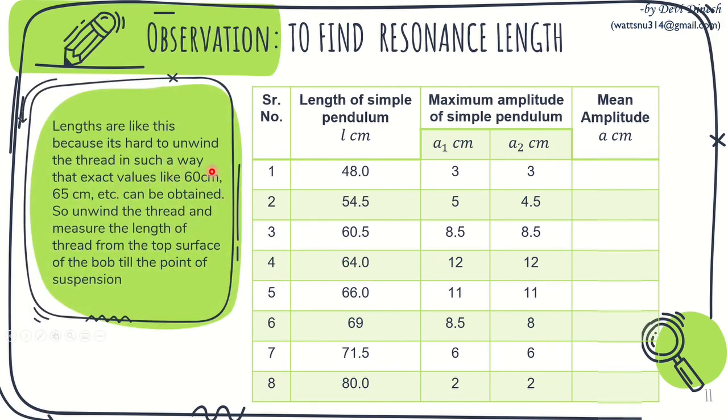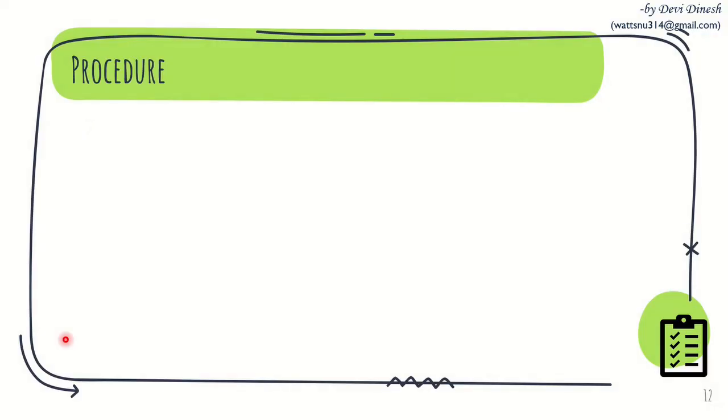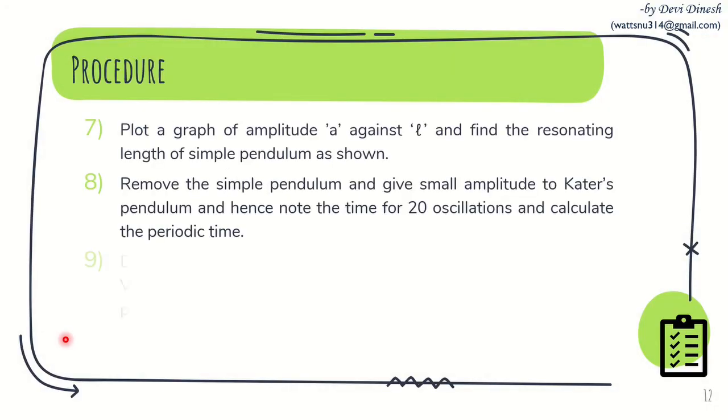So the lengths are like this because it is hard to unwind the thread in such a way that we get exact multiples of 5. So unwind the thread, measure the length of the thread from the top surface of the bob. Again, this is a point that many people do wrong. This is the kind of bob that we use, but when you are calculating the length, you have to start measuring from the head of the sphere, not from the hook. Okay, please remember this.